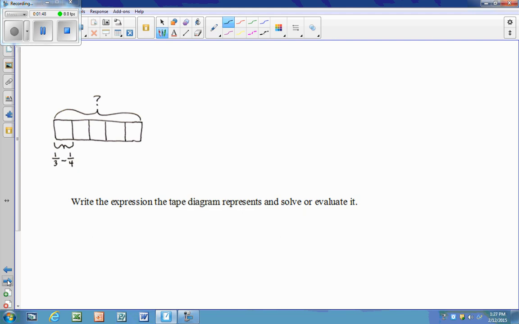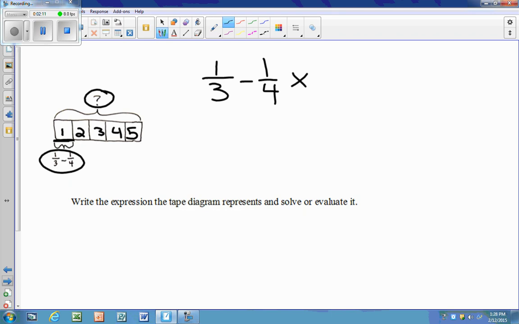Here's another example set up a different way. This time the question mark is we want to figure out what the whole entire thing is. So we know a piece. So we're going to write that piece. We're going to write that we want to find the difference between 1/3 and 1/4. And we have to figure that out since that's just this piece and we wanted the whole thing. We have 1, 2, 3, 4, 5 pieces. So we need to solve that 5 times.